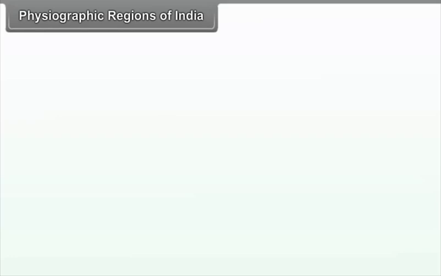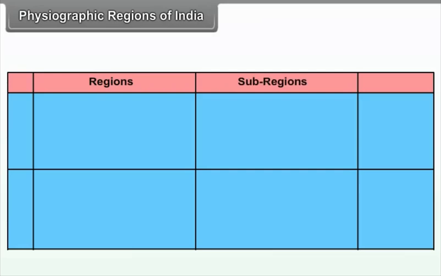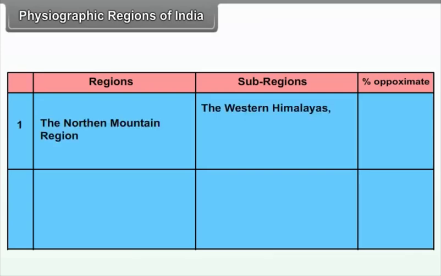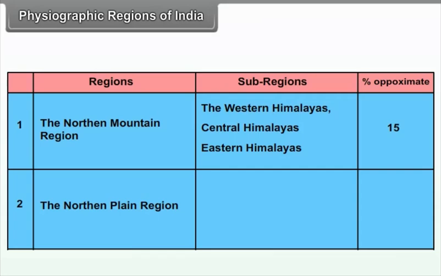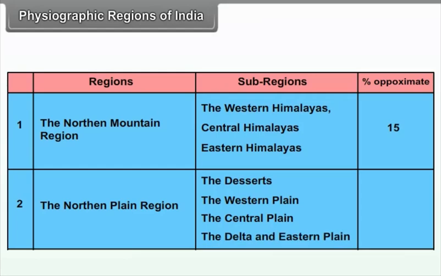Physiographic regions of India. Regions, sub-regions, percentage approximate. The Northern Mountain Region: the Western Himalayas, Central Himalayas, Eastern Himalayas, 15%. The Northern Plain Region: the deserts, the Western Plain, the Central Plain, the Delta and Eastern Plain, 32%.